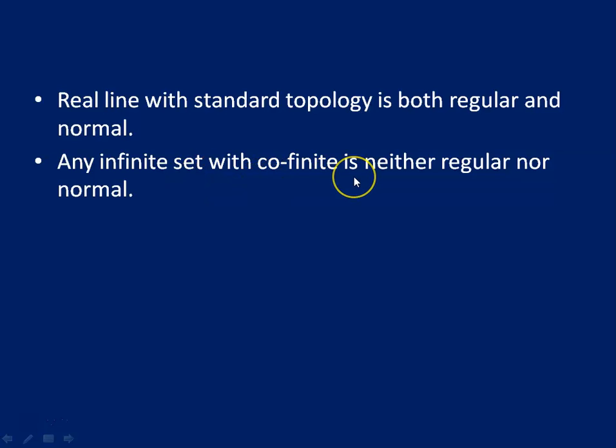Any infinite set with cofinite topology is neither regular nor normal. We have seen in our earlier lecture that in any infinite set with cofinite topology, there don't exist two disjoint open sets. So if we take two disjoint closed sets, we cannot find two disjoint open sets separating them. So the space cannot be normal. Similarly, if we take a closed set and a point outside it, they cannot be separated by two disjoint open sets, because in an infinite set with cofinite topology, there don't exist any disjoint open sets. So any infinite set with cofinite topology is neither regular nor normal.